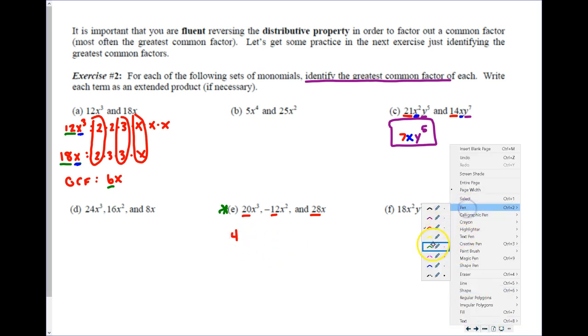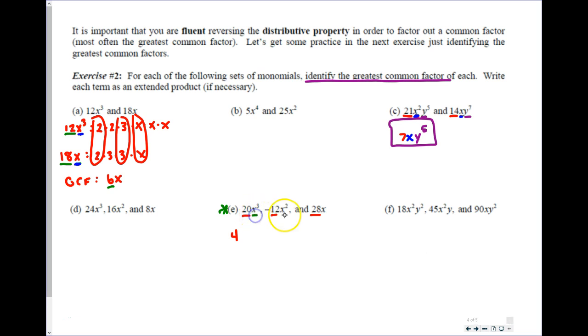And then I'm going to do my x's here. So I have x to the 3rd, x squared, and x. So that means that just x is my GCF. So what I want you to do now is I want you to try and find the GCFs of D, B, and F. So pause the video, try and get those solutions, and then unpause when you're done.